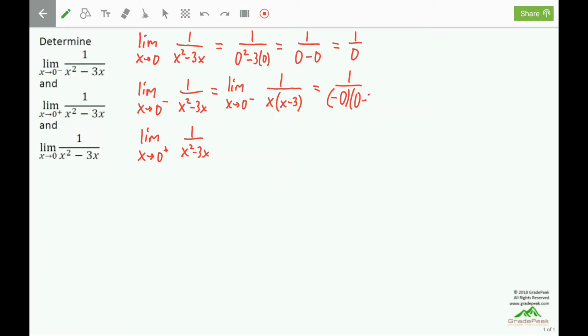We can then plug 0 for all remaining x's, and that will give 1 over a negative 0 times 0 minus 3, which is a negative 3. And that will give 1 over a negative times a negative is positive. 0 times 3 is a 0. And we have a positive 1 over a positive 0. Positive over positive is positive. Non-zero over 0 is an infinity, and the result of that limit is a positive infinity.